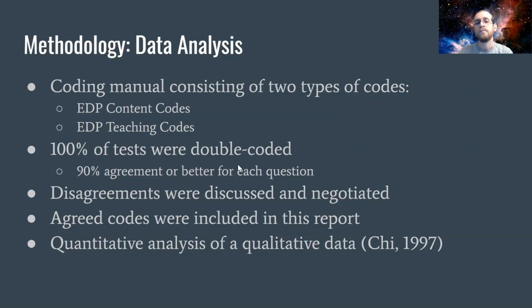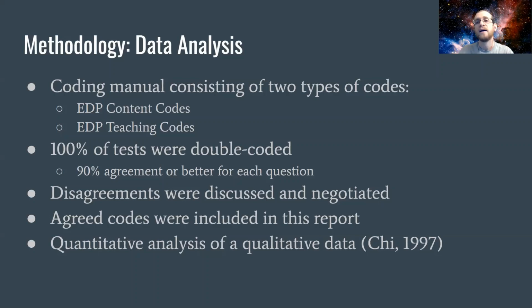So when we disagreed, which happened occasionally, not that often as you can see, we discussed them, we negotiated, we decided if we could come to an agreement, maybe I just wasn't looking at something, or maybe we actually fundamentally disagreed. So we then decided what we didn't agree upon, and the things that we agreed upon were included in the report. And then essentially, because we had qualitative data, but we did a quantitative analysis of that data.